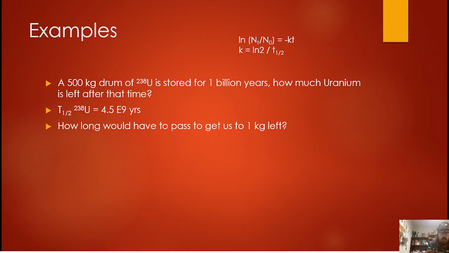But just looking at this, a 500 kilogram drum of uranium-238 stored for 1 billion years. 1 billion is 10 to the 9th years. How much uranium is left after that time? If it helps, the half-life is 4.5 times 10 to the 9th years. How long would it take us to get down to 1 kilogram? Third is 1,000, 10 to the 6th is 1,000,000.